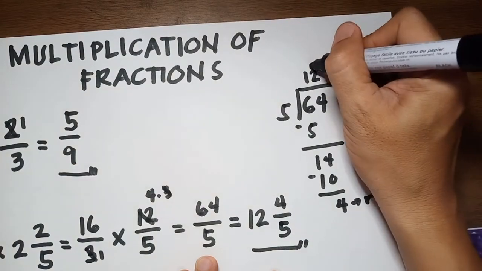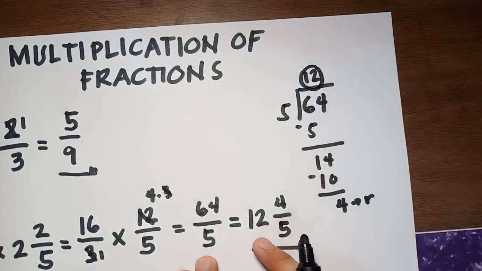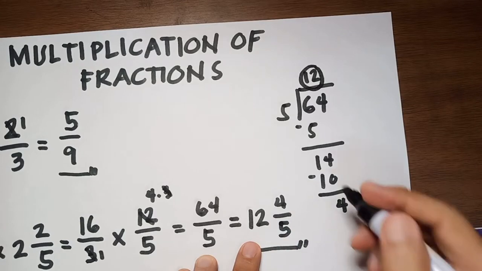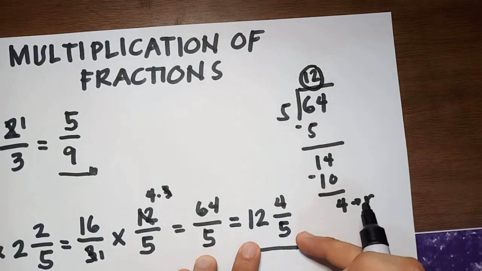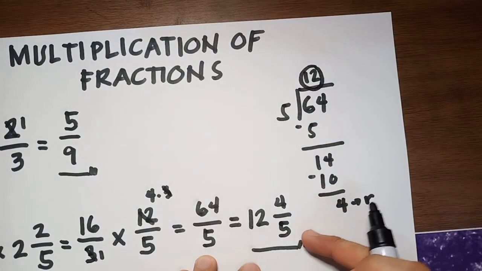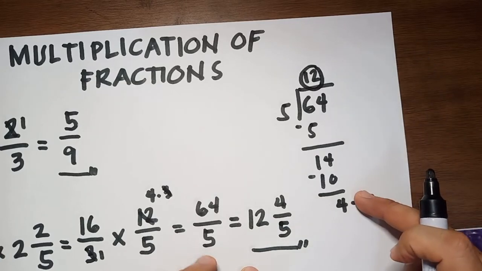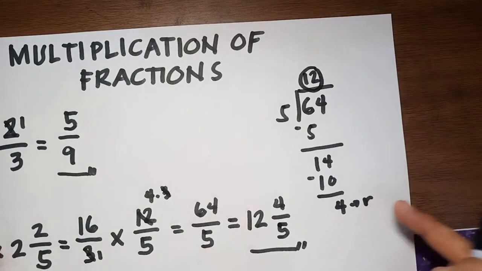So this is our whole number, which is 12, and the remainder, which is 4, in the numerator, and the divisor, which is 5, in the denominator. So this is how to change your improper fraction to a mixed number. Okay, now let's proceed to the next example.